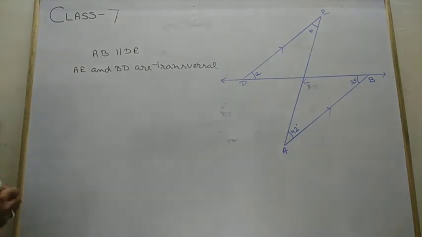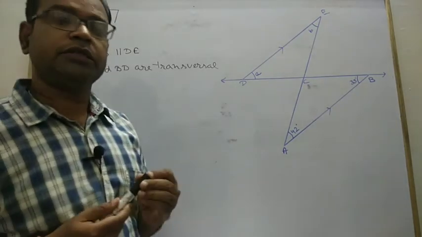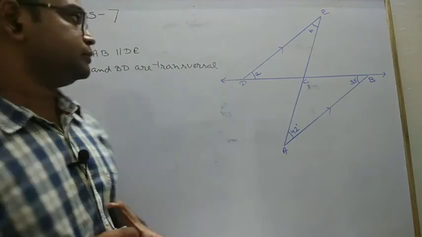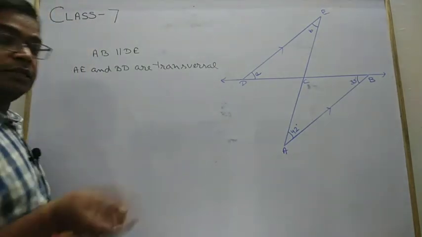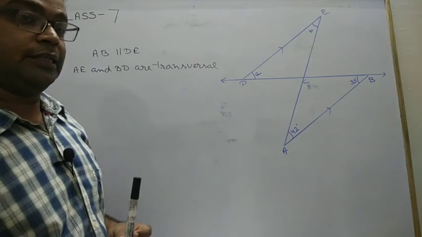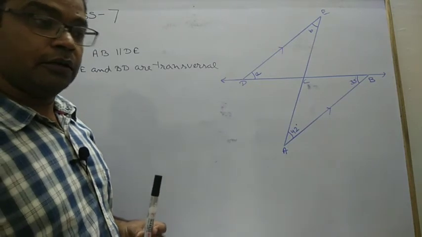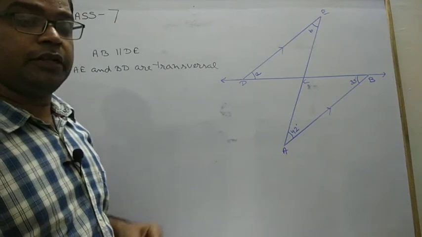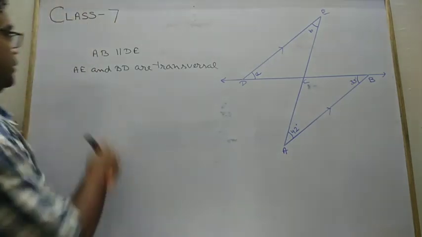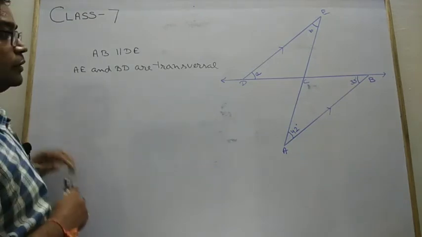Clear? All things that are given, you must write down in your solution to make your solution effective. Effective in the sense that the teacher can easily check one by one and find out whether your solution is right or wrong. EA and BD are transversals.